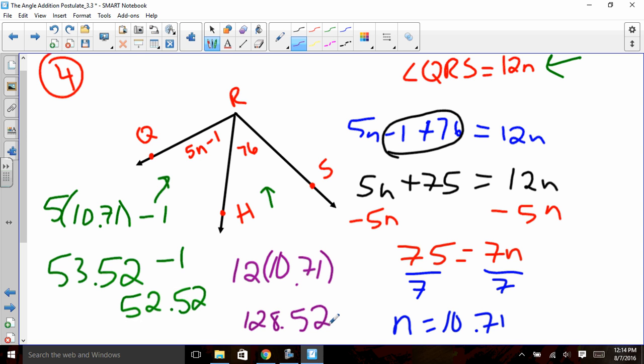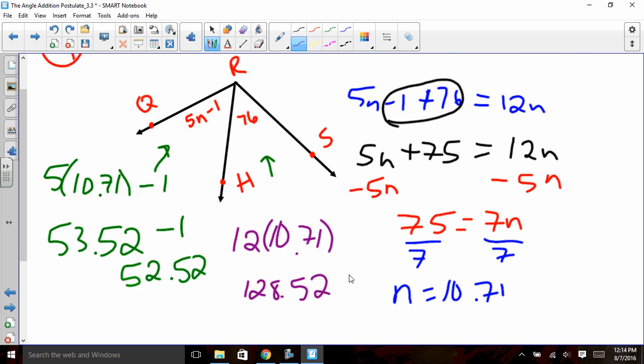Again, your decimals might be off by a couple of tenths, which means that second number, not the first one. So if you get 52.55, you'll be okay. It all deals with the rounding. As long as you get very close to this answer, you'll be okay.